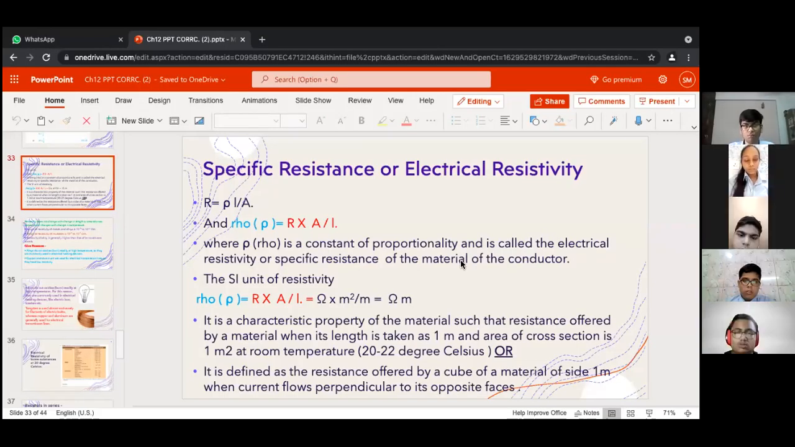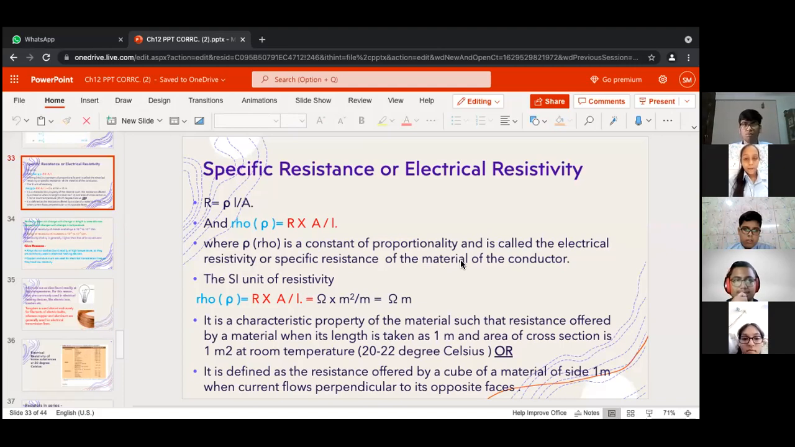Yes, good afternoon, children. In continuation with chapter 12, electricity, today we will study about specific resistance or the electrical resistivity. In the topic resistance, we have studied the factors on which the resistance depends, on the basis of which we derived this expression, that R is equal to rho into L upon A, where rho is the specific resistance or electrical resistivity, right?